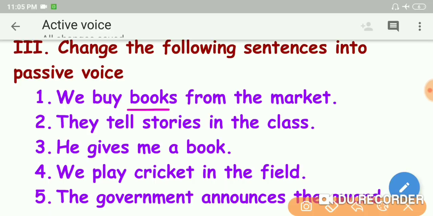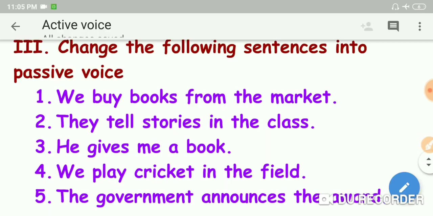We play cricket in the field. Cricket is played by us in the field. Next, the government announces the award. The award is announced by the government.